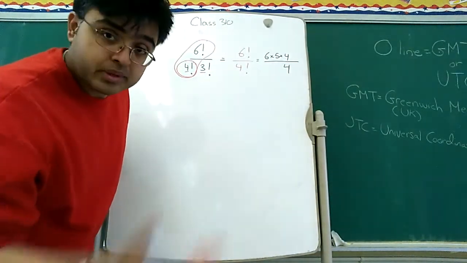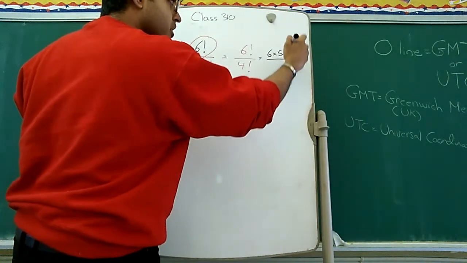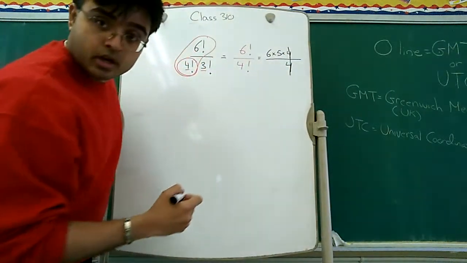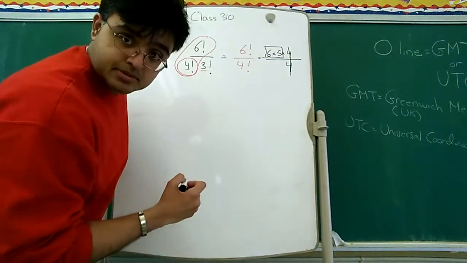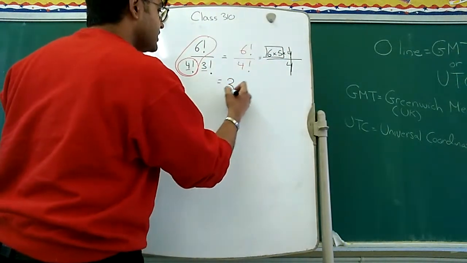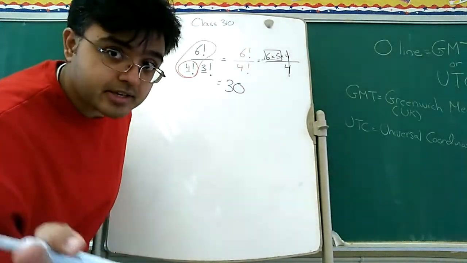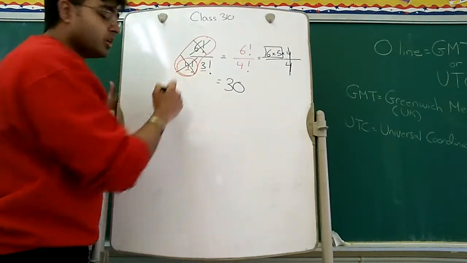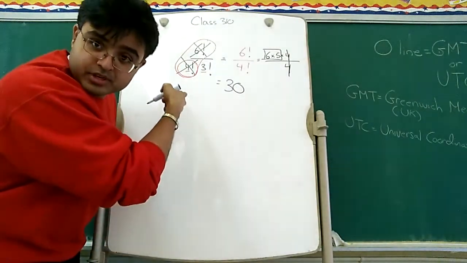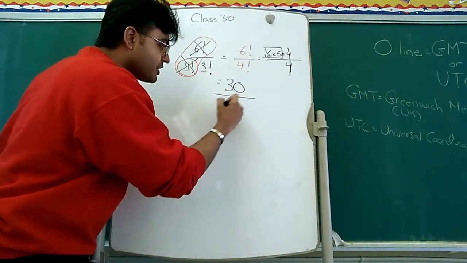Now what do we do? We cancel out like numbers. 4 is on top, 4 is on the bottom. Let's cancel it. What remains? 6 times 5. 6 times 5 is 30. And here we go, we got part of our answer. We're not done yet. We used 6 factorial, we used 4 factorial. What remains? 3 factorial.